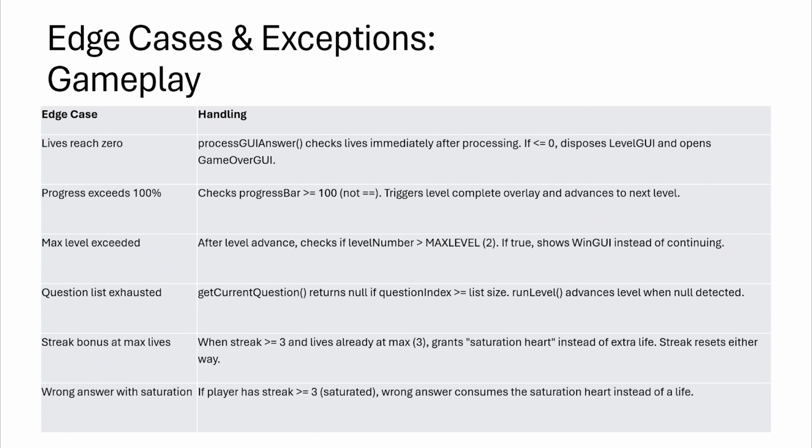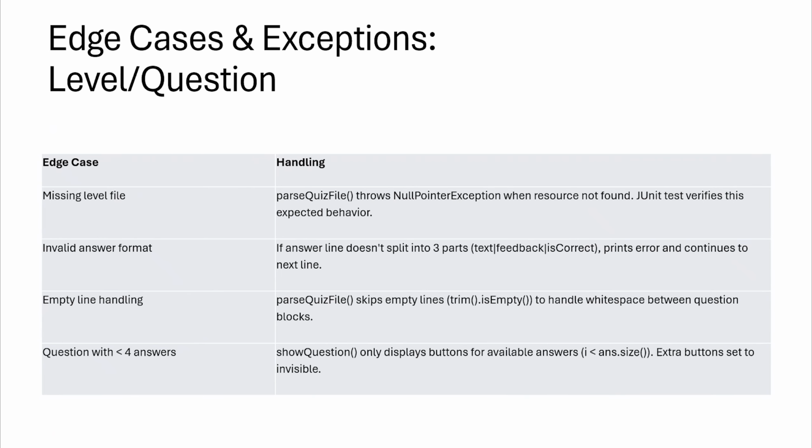For gameplay, we check lives immediately after each answer. Reaching 0 triggers game over. Progress uses a greater-than-or-equal comparison to catch any overflow. The streak bonus at max lives grants a saturation heart instead. For levels, missing files throw expected null pointer exceptions caught by our tests. Questions with fewer than 4 answers simply hide unused buttons.